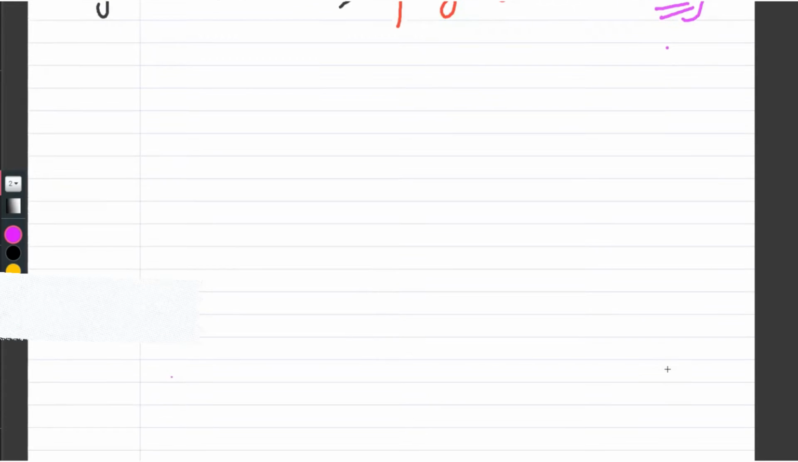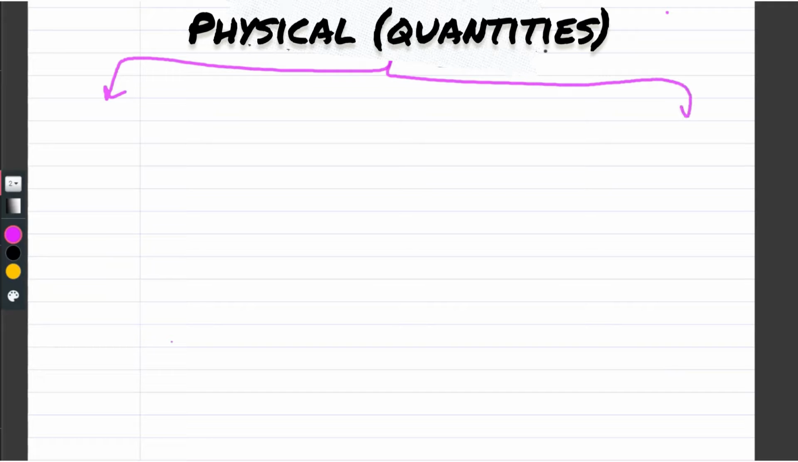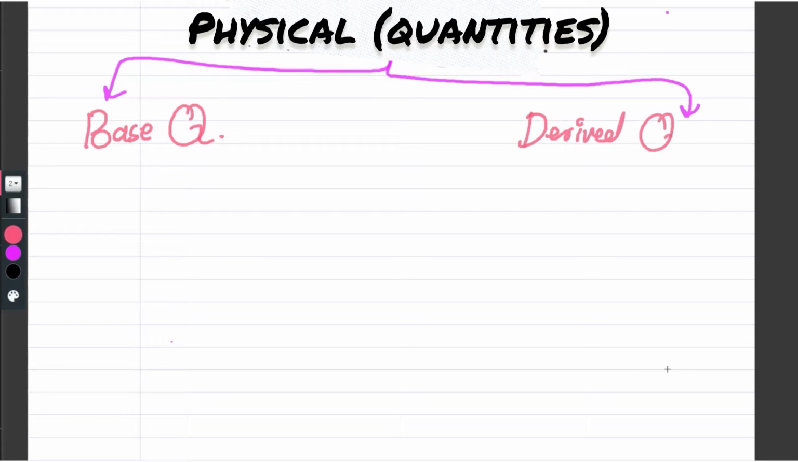Now remember the other thing. All the physical quantities which you have learned in IGCSE and in your A levels are divided into two types, two main big categories. The first one is called base quantities, and the second one is called derived quantities. What are they called? Base and derived. Excellent job, everyone.